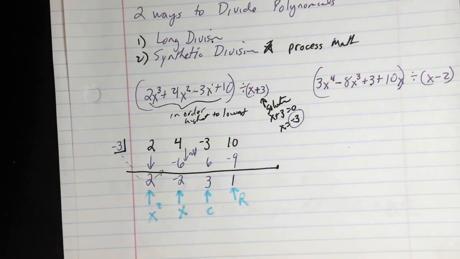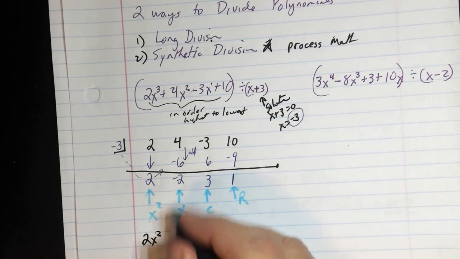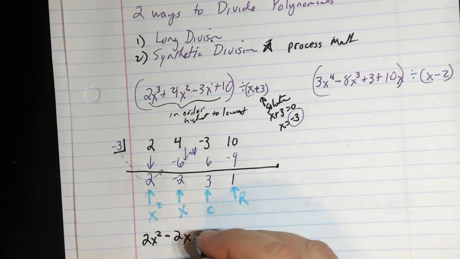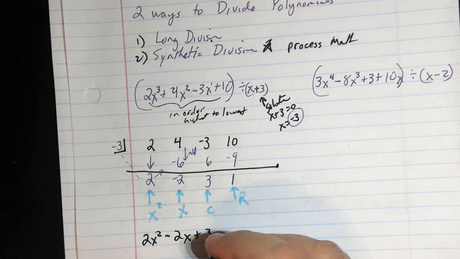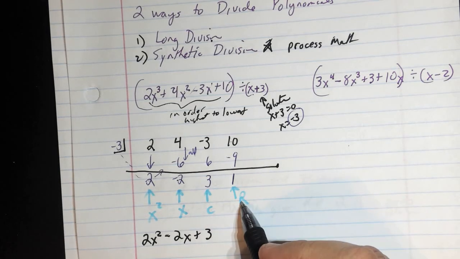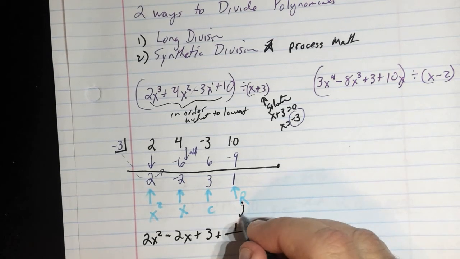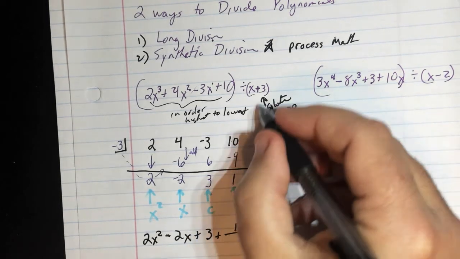So what we're going to get is 2x squared minus 2x plus 3. And then remember how we took the remainder over the divisor? We're going to do 1 over, that's my remainder, over my divisor. Remember what our divisor was?